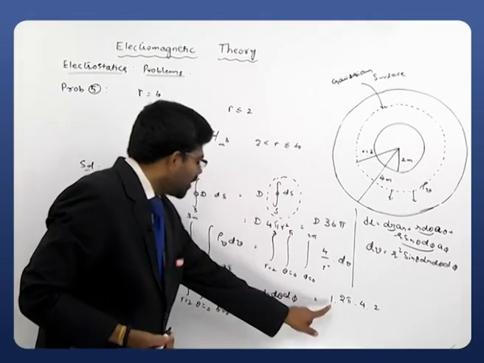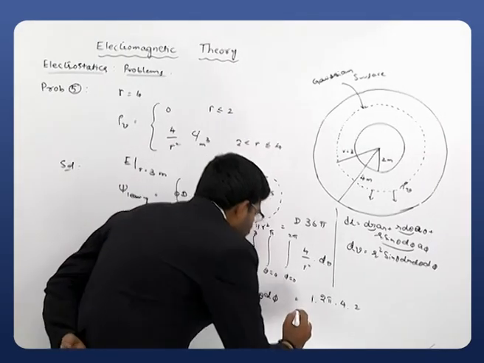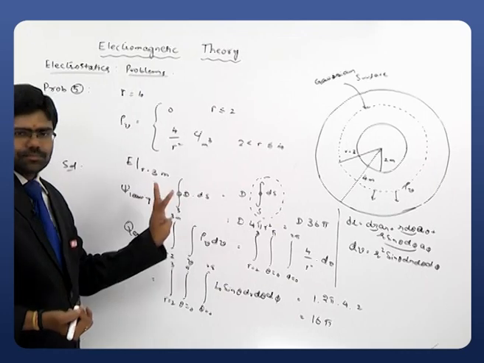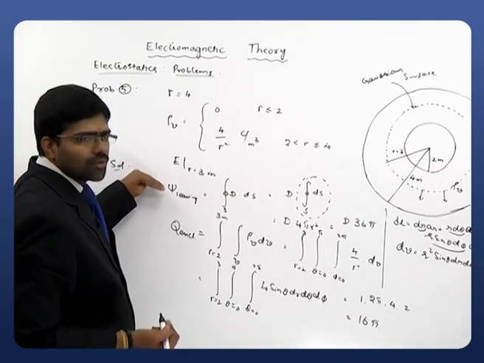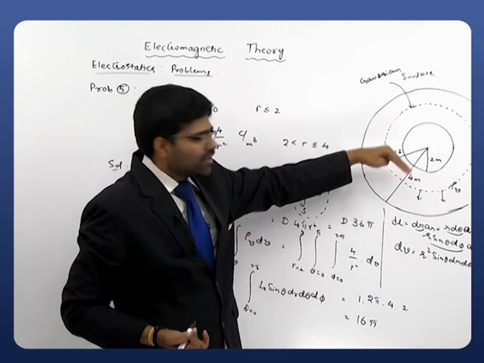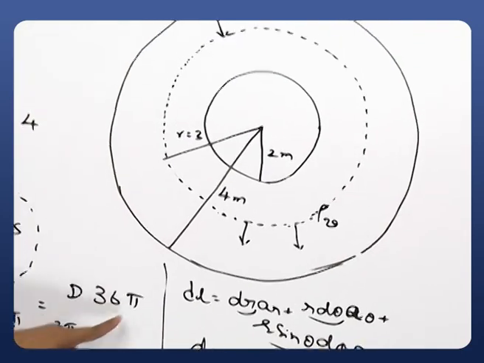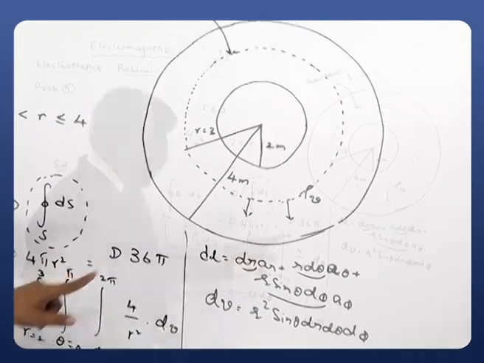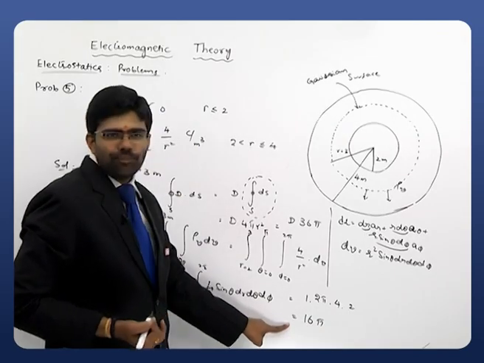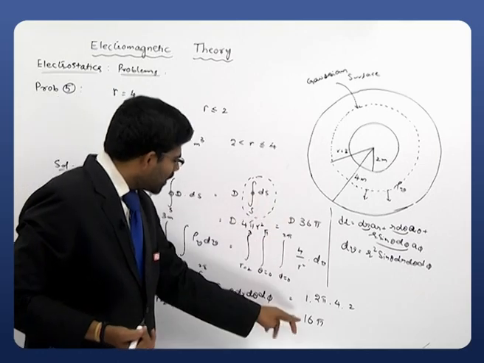So here clearly after multiplication, 4 into 2 is 8, 8 into 2 is 16 pi, which equals 16 pi. So clearly observe, what we did is we calculated the total flux leaving through the Gaussian surface. Since we are supposed to calculate the electric field intensity at this particular region, I calculated the total flux leaving, which is D into 36 pi, and the total charge enclosed within that is 16 pi. As per our Gauss law, these two are the same, just make them equal.